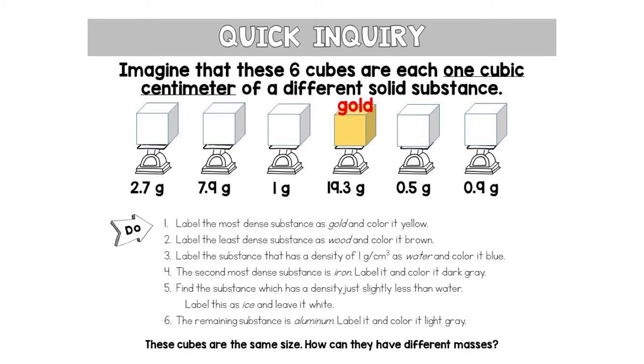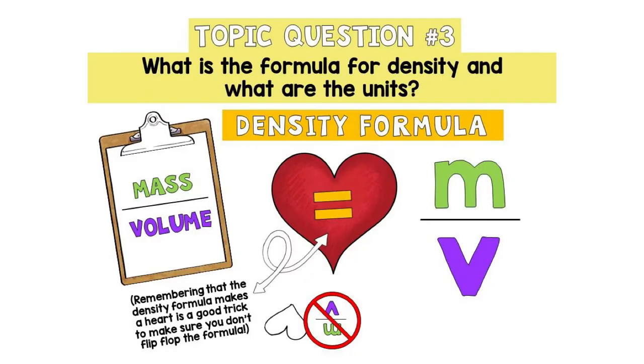So these cubes are all the same size. How could they have different masses? Well, to answer that, we're going to look at the density formula. What is the formula for density and what are its units? Remember, density is always mass divided by volume. So, highly dense substances can have higher masses in the same volume.